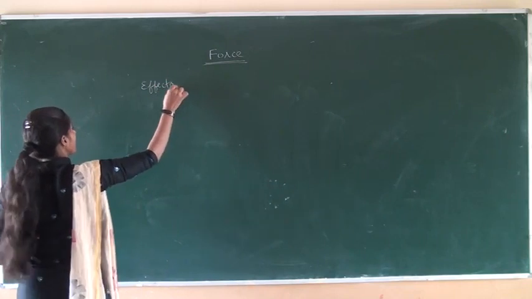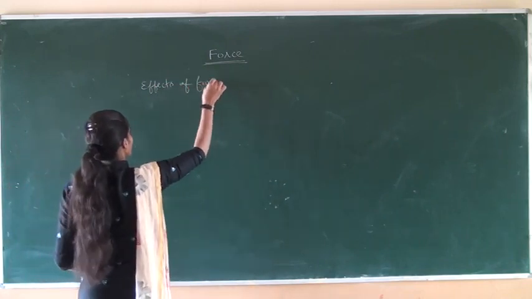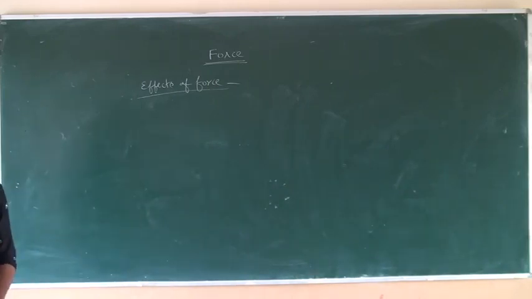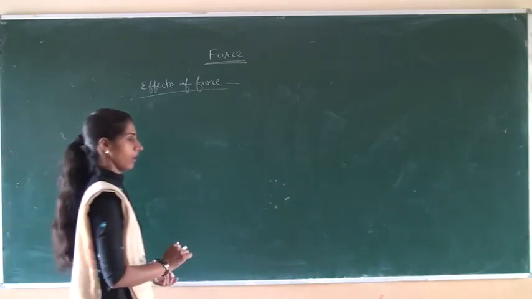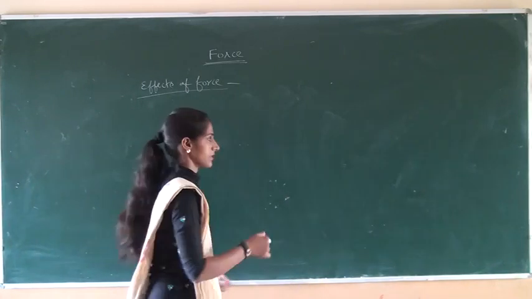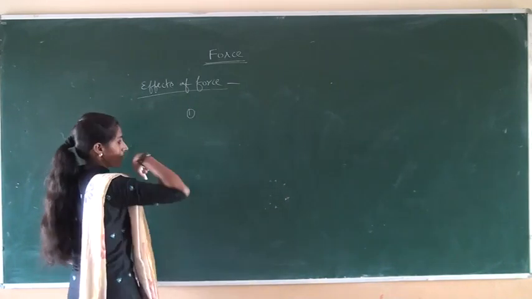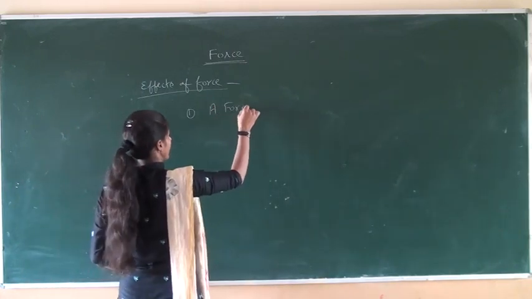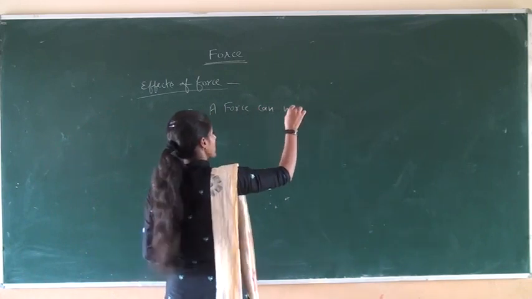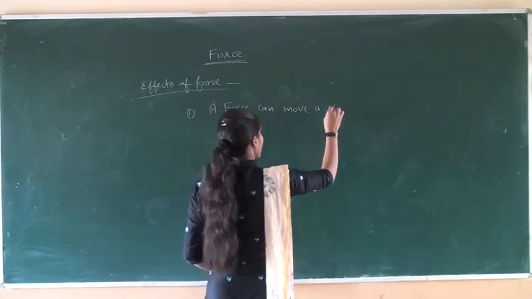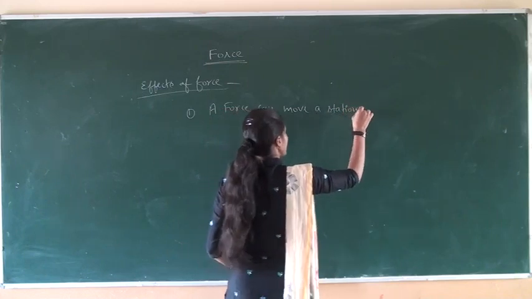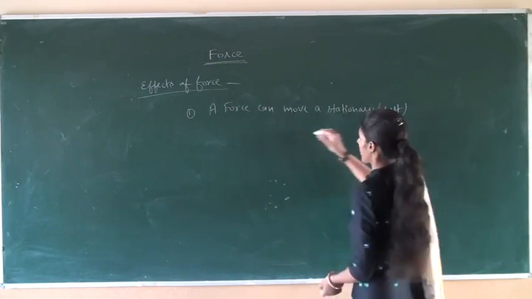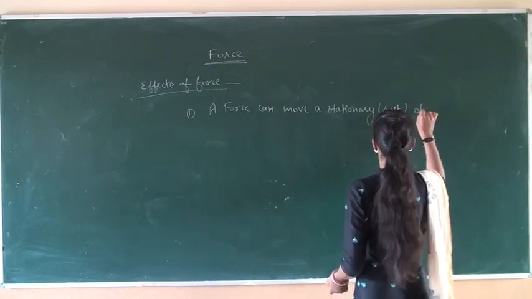After that, effects of force. What are the effects of force that are produced in a body? There are many effects, such as first one is a force can move a stationary object. Stationary means rest. A force can move a stationary object.